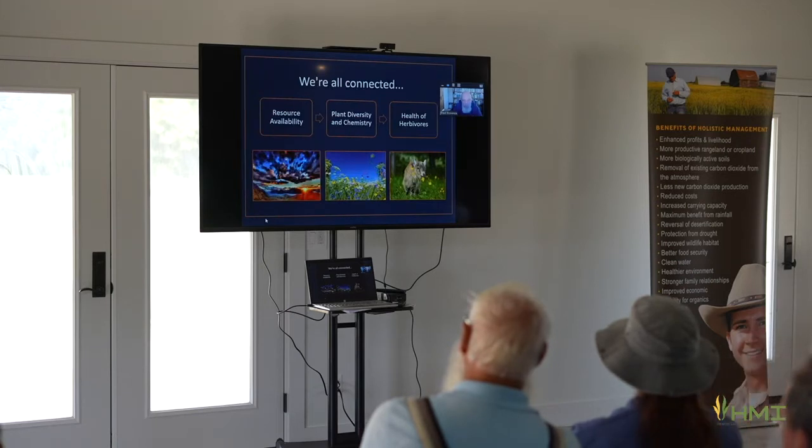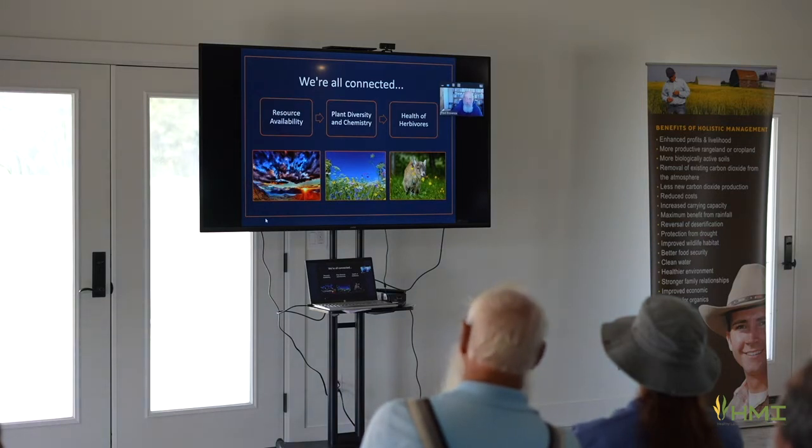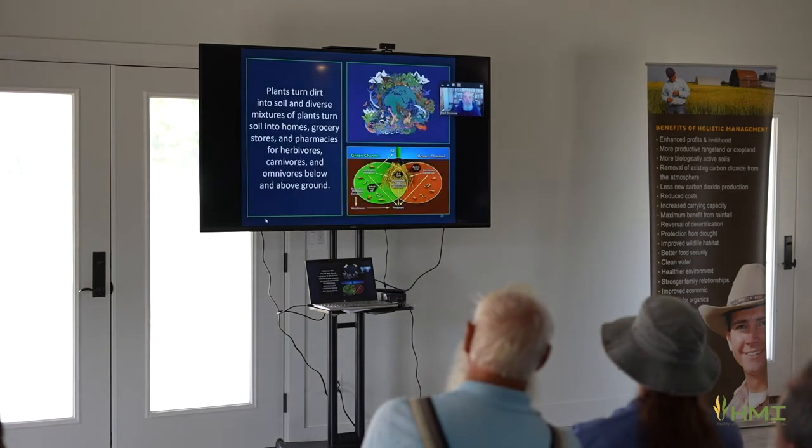Scaling up then and moving toward what Stephan is going to talk about, resource availability in the environment, we know, influences the diversity of different plant species, and it has a profound influence on their chemistries, as I was saying. But it also is influencing the health of herbivores.